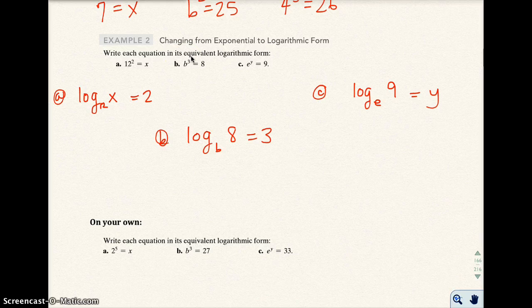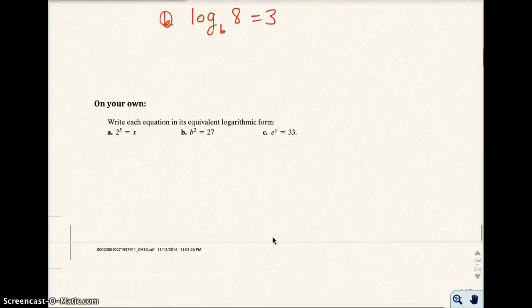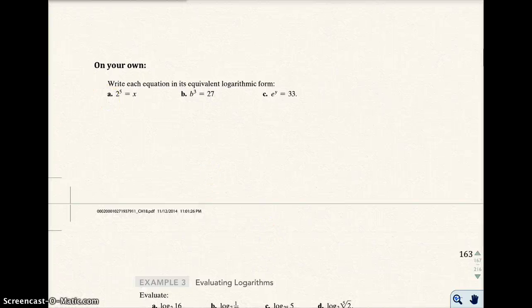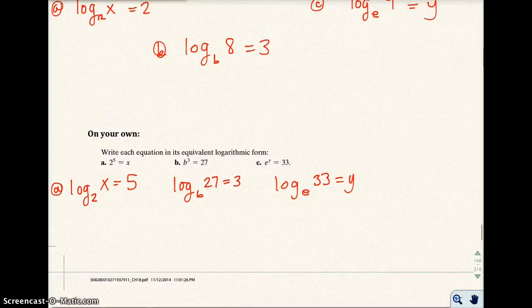Okay, so on your own, go ahead and try the next 3 and see if you can go back to logarithmic form. Again, it's very important that you know how to do this as we move through this chapter. Okay, so go ahead and pause your video. Okay, so here are the answers for part A, B, and C.